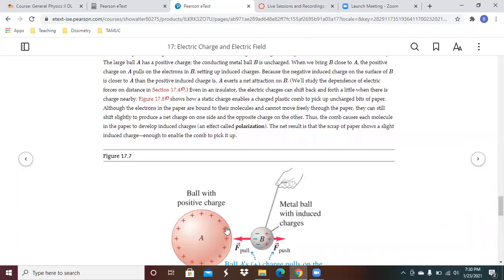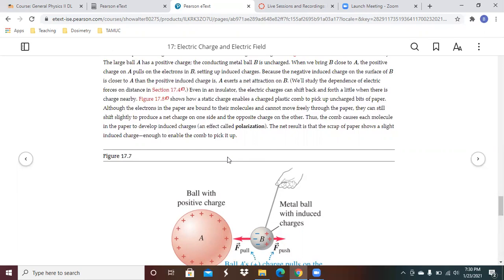Because the negative induced charge on the surface of B is closer to A than the positive induced charge is, A is going to exert a net attraction on B. We'll get to this in section 7.4 in a little bit more detail. So even in an insulator, the electric charges can shift back and forth a little when there's charge nearby.